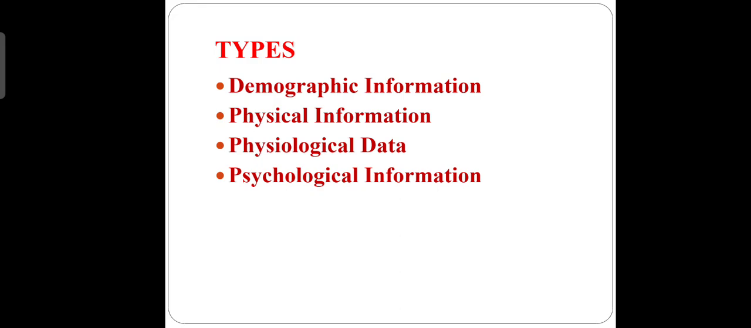Physical information: housing conditions, size of rooms, mode of transportation. Physiological: height, weight, heart rate, duration of sleep, blood pressure, reaction time level. And psychological information: interest, values, creativity, personality, our thought process, etc. So different types of data or information: demographic, physical, physiological, and psychological.